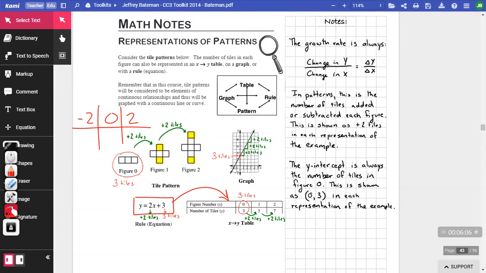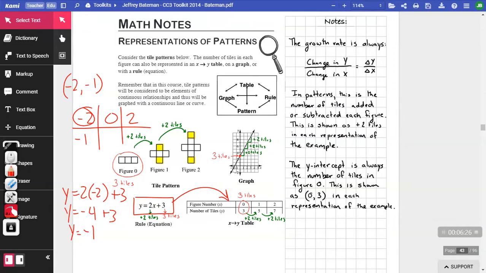Plug in the x value. So in this case, I'll take this -2 here and plug it in. y equals 2 times -2 plus 3. All right, that gives me -4 plus 3. And I see that y equals -1. And that would go in here, giving me a coordinate -2, -1. I can plot that point on my graph and go from there.